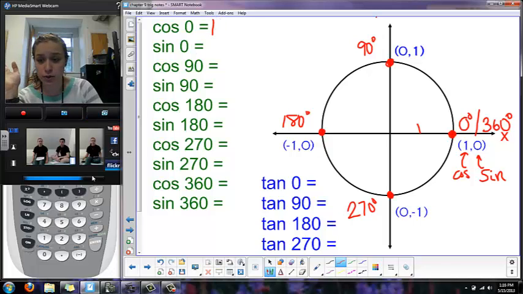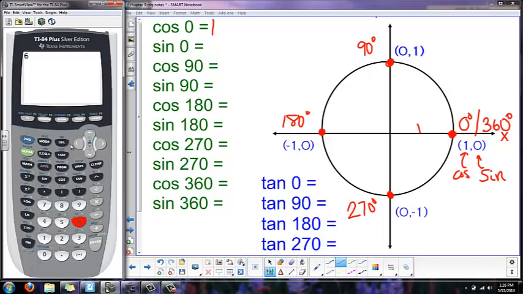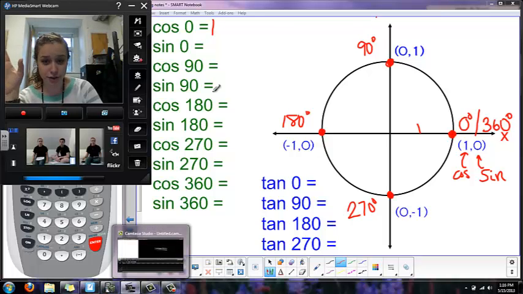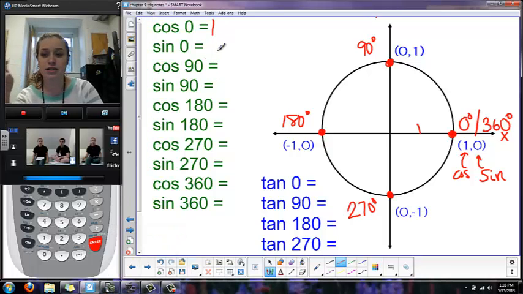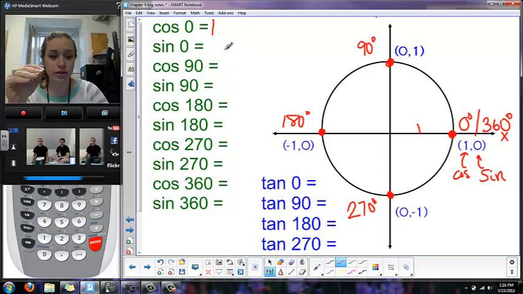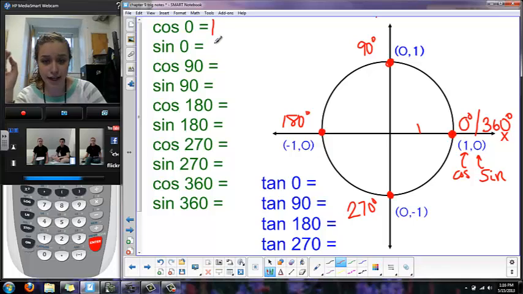You can check me too if you don't believe me. Let's go into our calculator really quick. Make sure that you're in degree mode on your calculator. Quit. Let's check cosine of 0 degrees. Cosine of 0 is equal to 1. See, so I'm not lying. This is the real stuff, but you can figure this stuff out really, really quick by just using the unit circle. So the cosine of 0 is 1. The sine of 0 is 0.